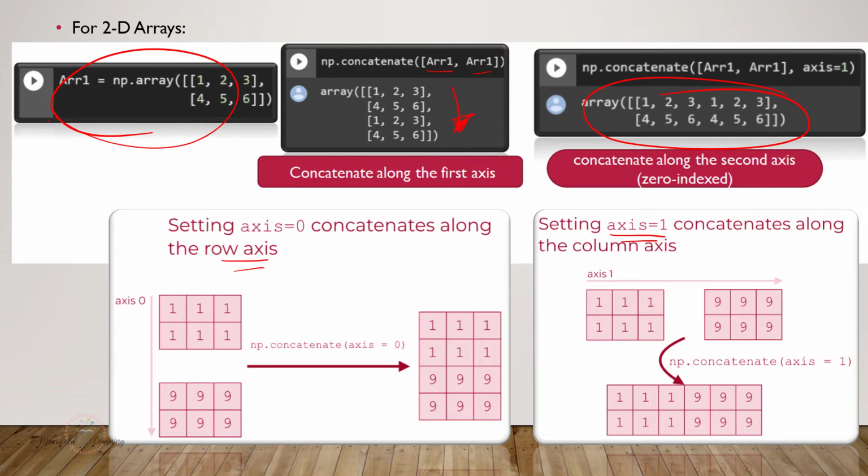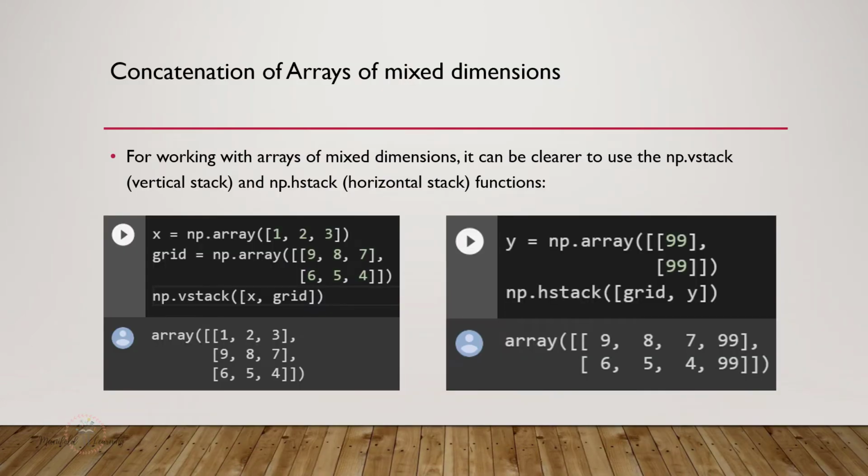Now here, if I'm working with arrays that have mixed dimensions, then it can't be clear. It can be made clearer with the help of the np.vstack and np.hstack functions. So I can make use of these functions and perform a vertical stack or a horizontal stack of my NumPy array objects.